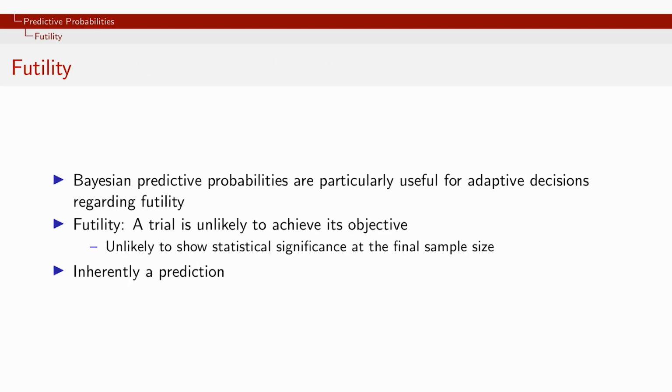Bayesian predictive probabilities are particularly useful for adaptive decisions regarding futility. I'm going to define futility as a trial being unlikely to achieve its objective, and by that I mean it's unlikely to show statistical significance at the final sample size. This is inherently a prediction problem. The Bayesian predictive probability can provide the probability of achieving a successful or statistically significant result at the final analysis, given the current interim data.